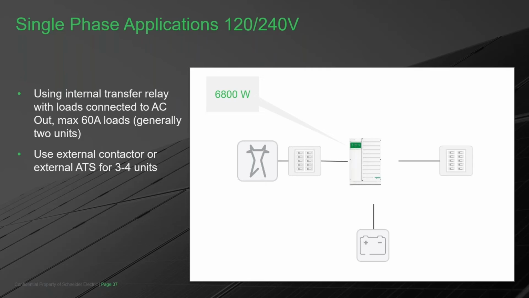But what if that's not good enough? What if the customer needs more power? We add a second one. In this, now we have a master and slave. They're working together. They're supporting the same loads. They're connected to the same battery bank.